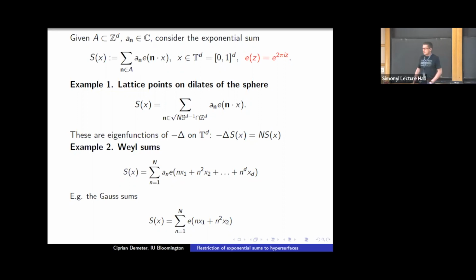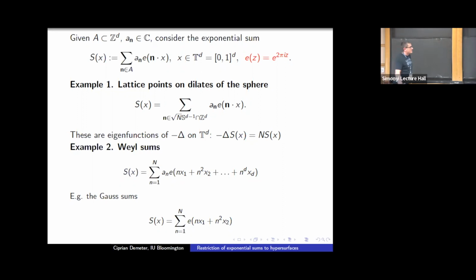Then another example that I'm actually going to spend more time with is the example of the Weyl sums. Last night when I arrived here, I discovered that I'm camped on Weyl Street, not too far away from here. So there was an appropriate name for my visit.